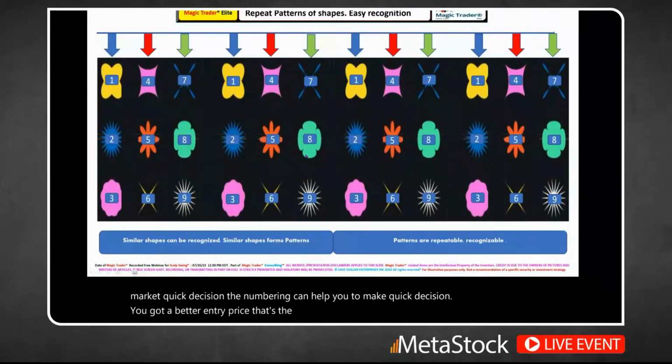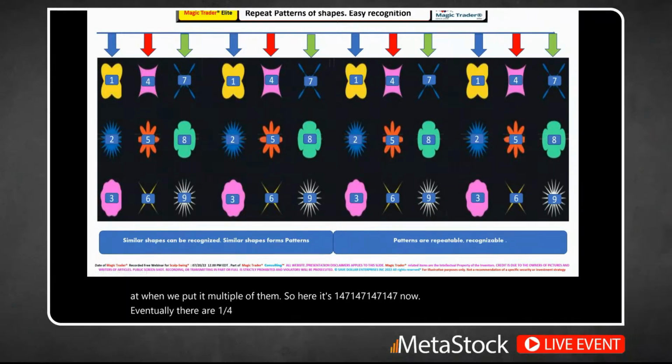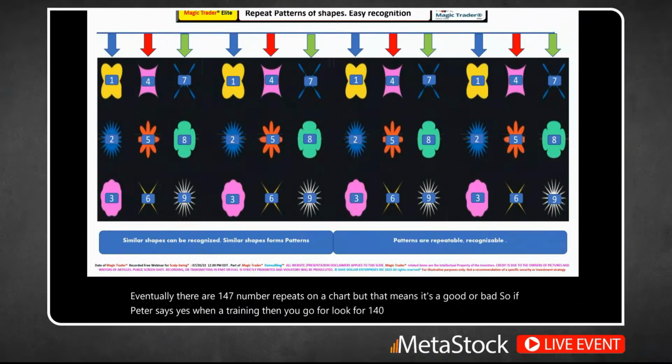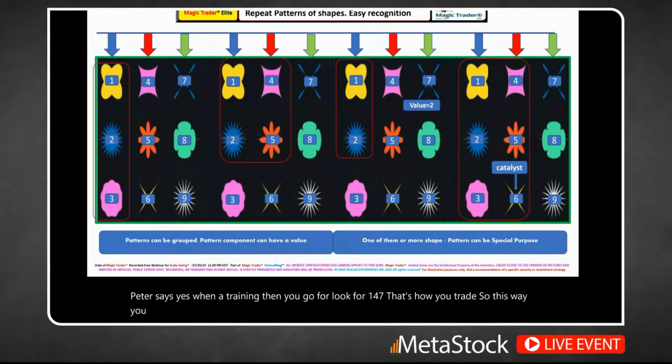So now let's look at how they look when we put multiple of them. So here it's a 1, 4, 7, 1, 4, 7, 1, 4, 7, 1, 4, 7. Now you know eventually there are 147 number repeats on a chart. What that means, is it good or bad? So if Peter says yes when training, then you look for 147. That's how you trade. So this way you don't need to go crazy with higher highs, higher lows, this, that, whatever.